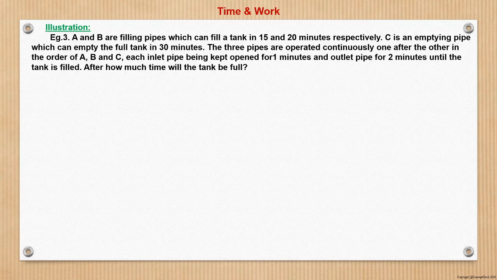It says that A and B are filling pipes which can fill a tank in 15 and 20 minutes respectively. C is an emptying pipe which can empty the full tank in 30 minutes. The three pipes are operated continuously one after the other in the order of A, B, C, each inlet pipe being kept open for 1 minute and outlet pipe for 2 minutes until the tank is filled. After how much time will the tank be full? So let us see.